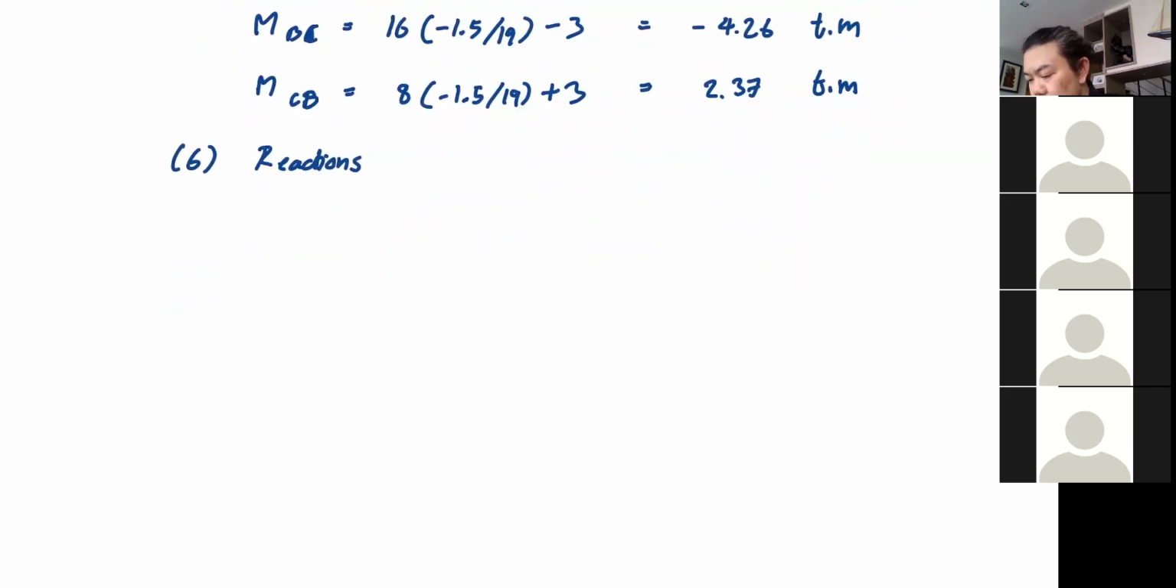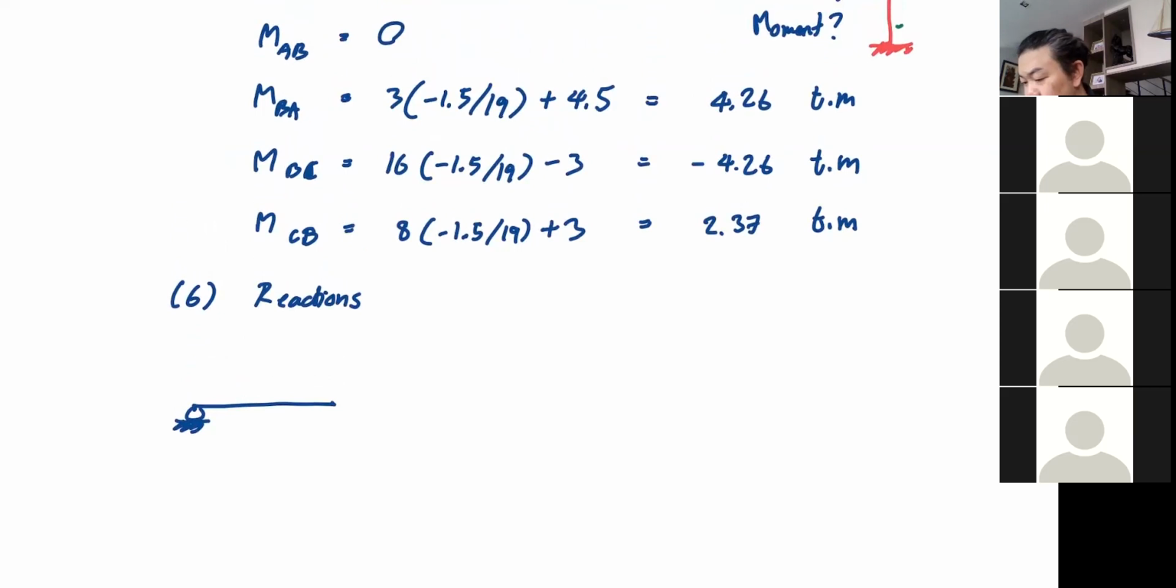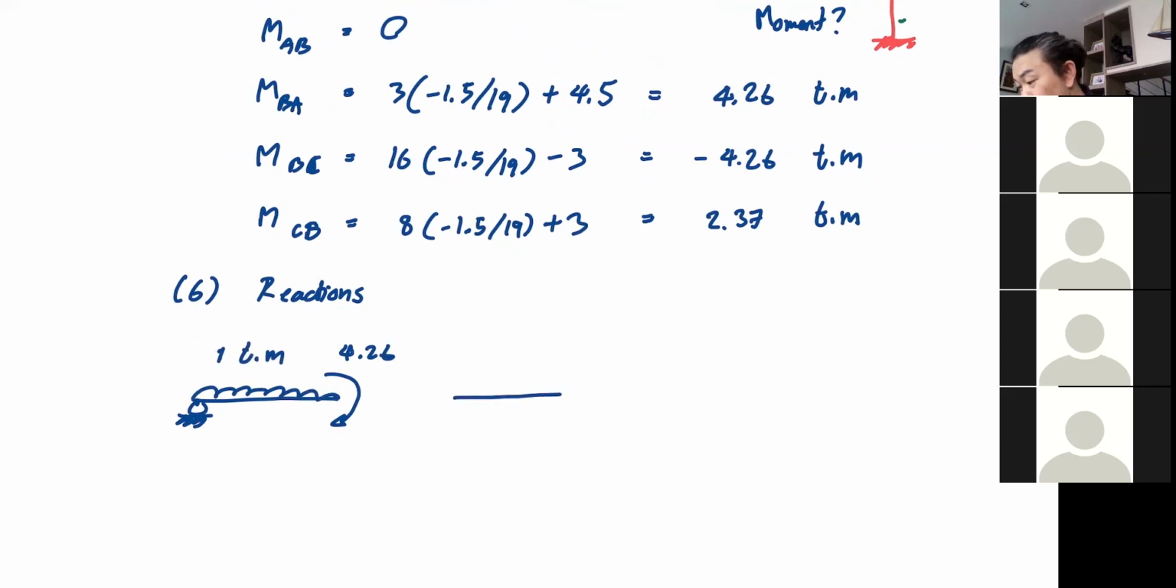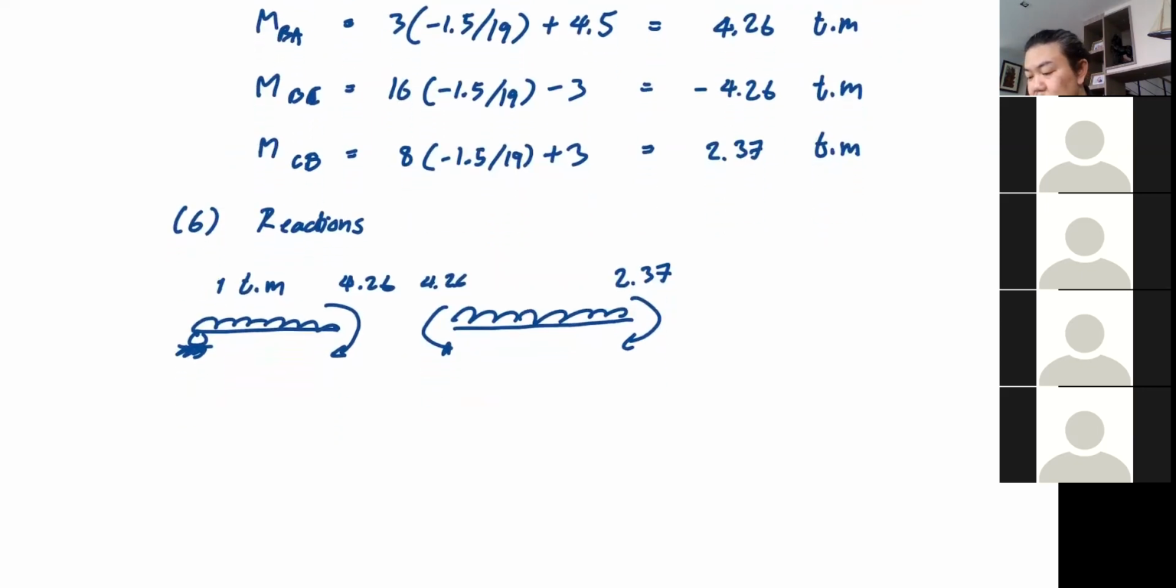Thanks for helping. So we have this now. It's a support, and here is positive, so it means clockwise 4.26, and then you have your uniform load, 1 ton per meter, and then the next span you have, now it's negative, so it makes sense. Looks reasonable to have the moment in this kind of direction, 2.37.